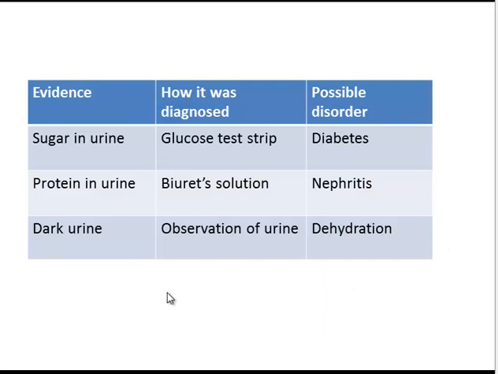Moving back to the urinary system, remember that one way to diagnose health is to do a urinalysis. If there's sugar in your urine, we can find out by using a test strip, and it might be indicative of diabetes. If there's protein in the urine, we can diagnose it with Biuret solution, and that might be indicative of nephritis. And then finally, if the urine is dark, just by observing the color of the urine, that might be a sign of dehydration.